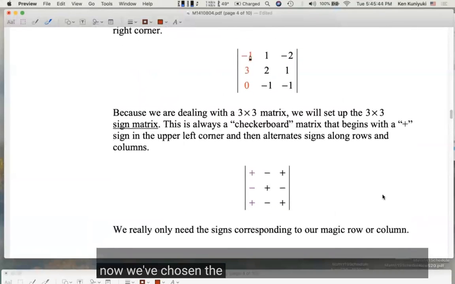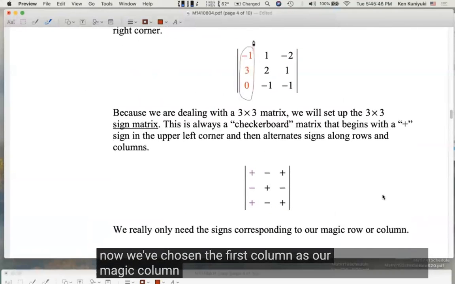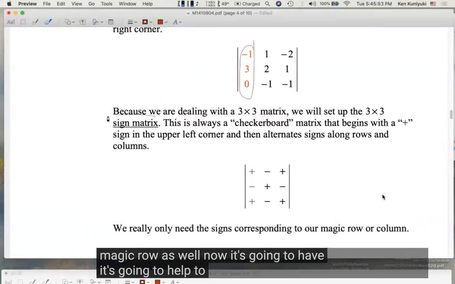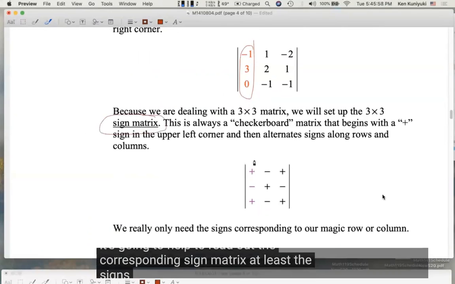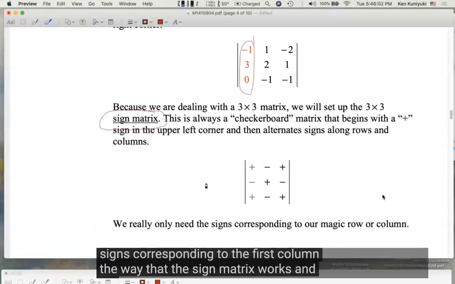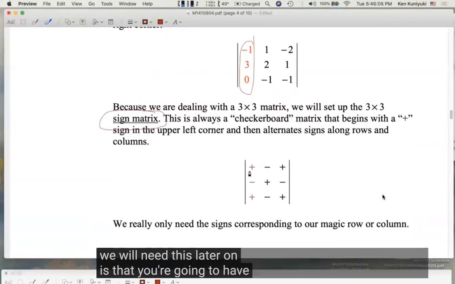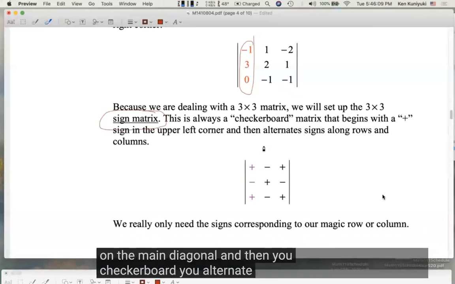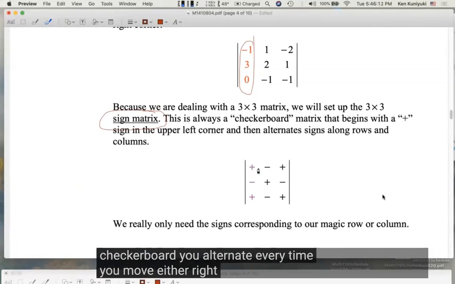Now, we've chosen the first column as our magic column. We could have chosen the magic row as well. Now, it's going to help to write out the corresponding sign matrix, at least the signs corresponding to the first column. The way that the sign matrix works, and we will need this later on, is that you're going to have plus signs on the main diagonal, and then you checkerboard, you alternate. Every time you move either right, down, up, or left, you're going to alternate sign.